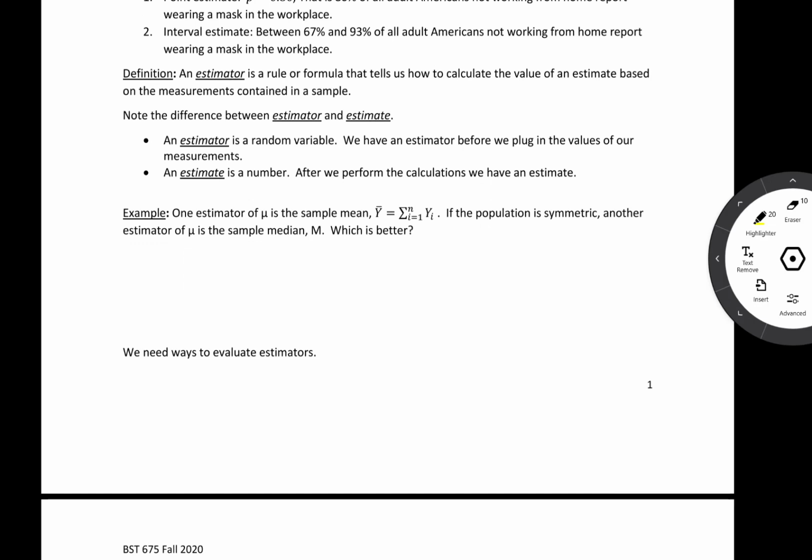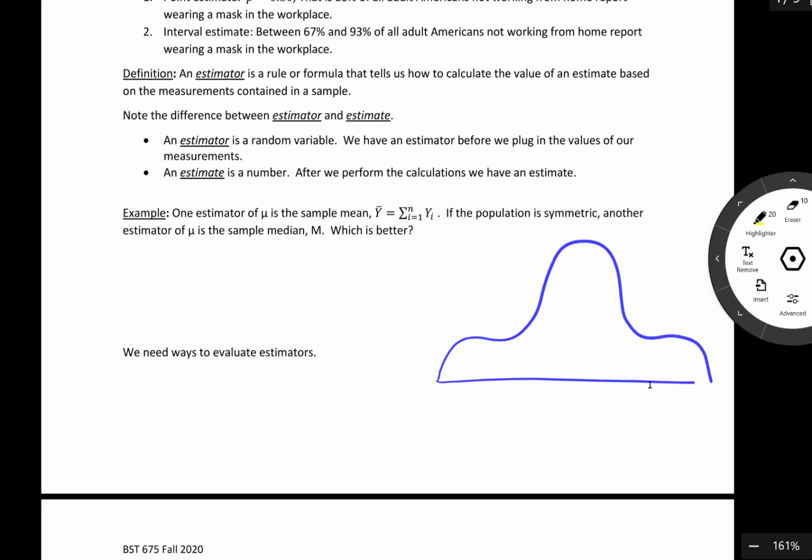If the population is symmetric, another estimator of mu is the sample median. The question here is, which one is better? You can imagine a picture here. Here's an example of a distribution that is symmetric. We know that both the mean and the median are in the middle. If they both occur at the middle, which one is the better estimate? The answer is we want the one that has the less variability.